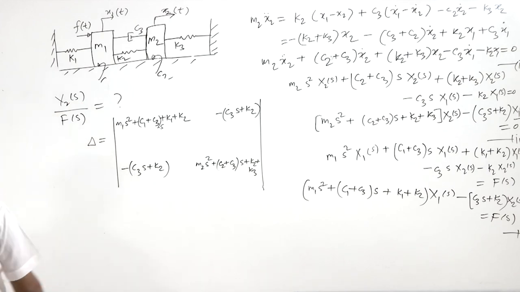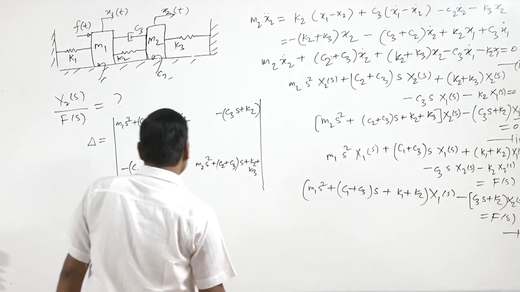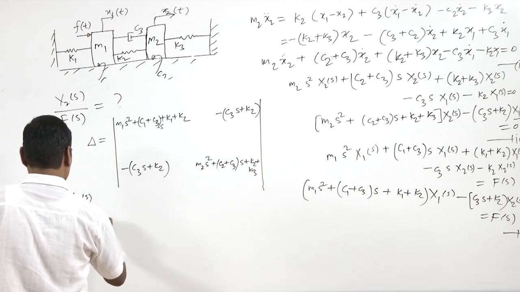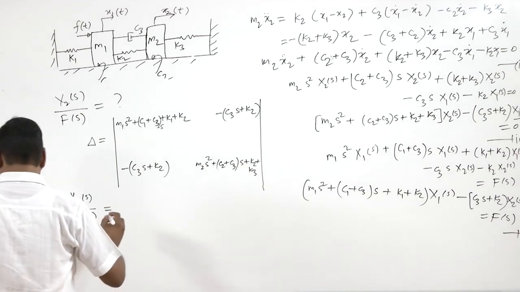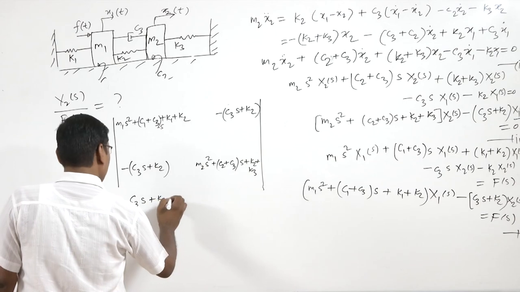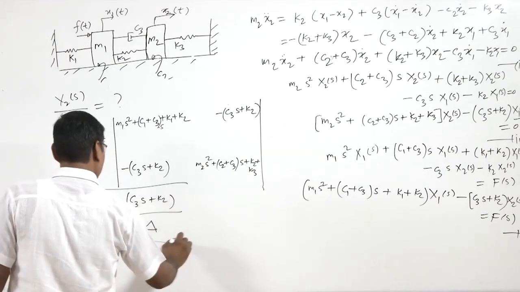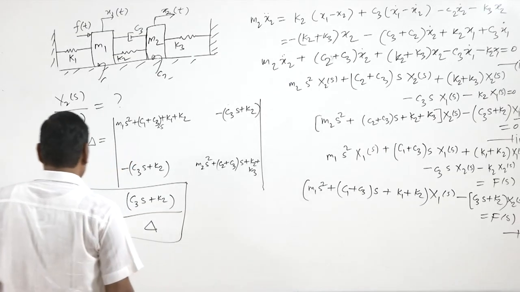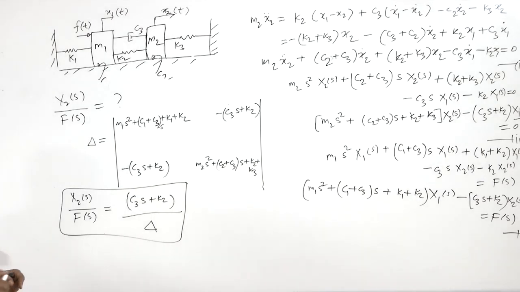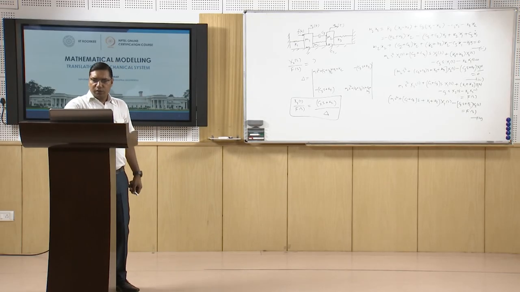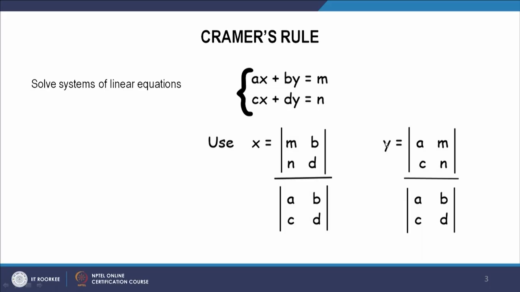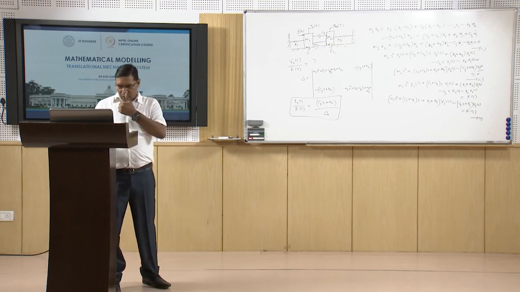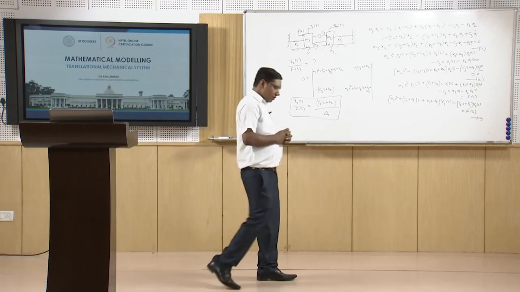So if we want to find x2(s) upon F(s), it is equal to (c3 s plus k2) upon delta. We can find this term from Cramer's rule, and here is this delta. So we can find this transfer function. Again, these examples were taken from the books of Norman S.